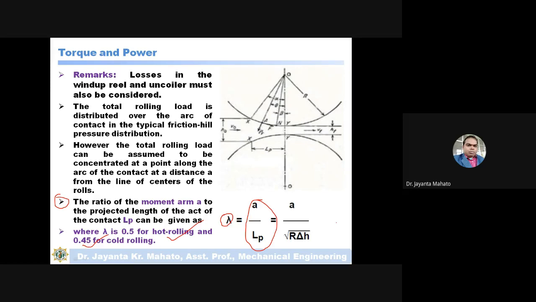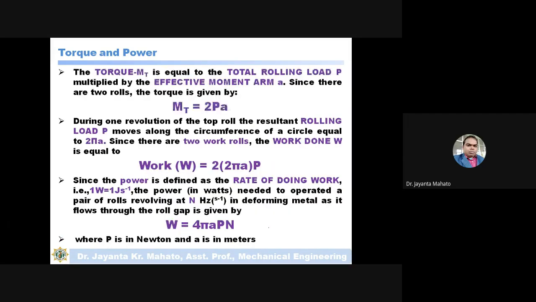That means the A value is less for a constant LP value. Now, torque and power. Torque is nothing but force into length, the moment. Yes, force into length. So here P into A. Here 2 is multiplied because there are two rollers. So 2 into P into A.